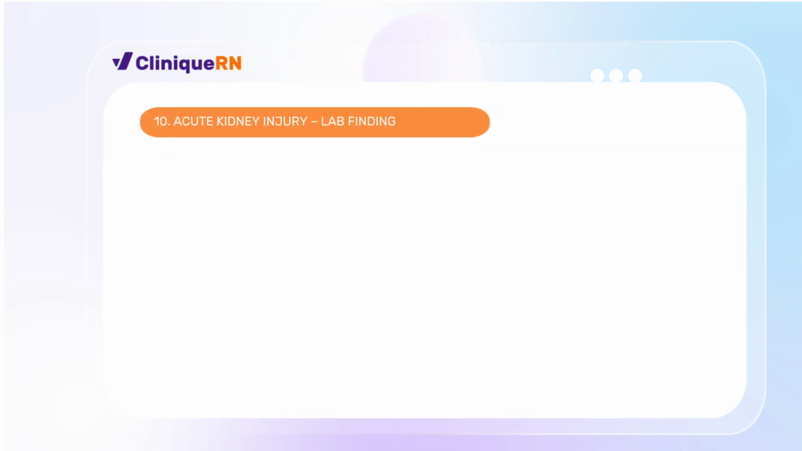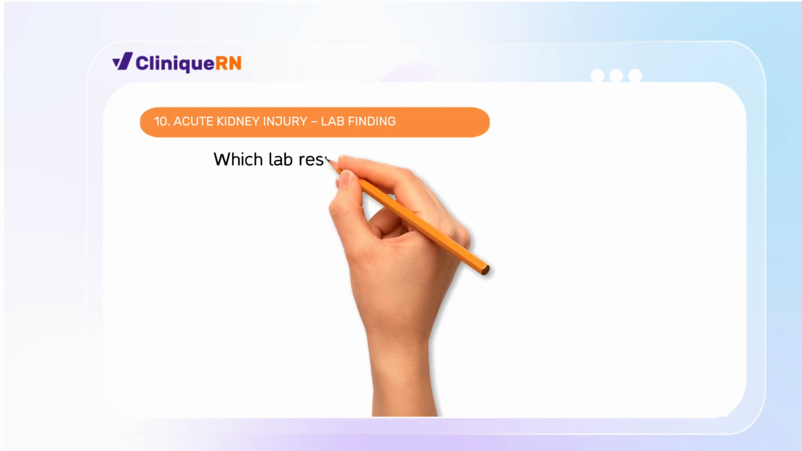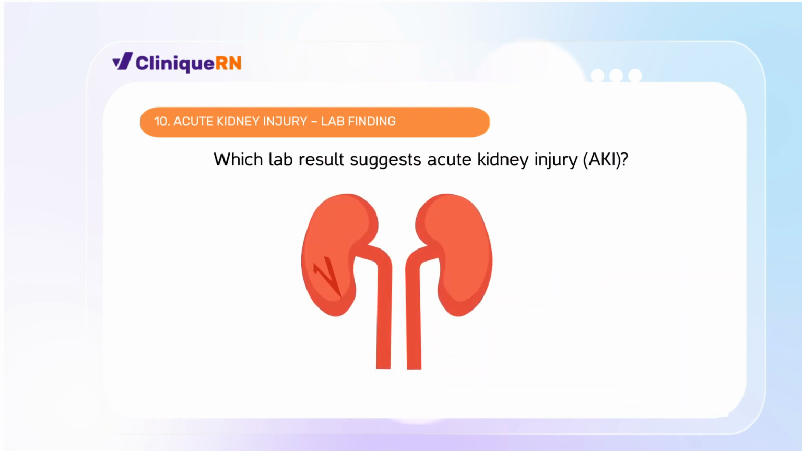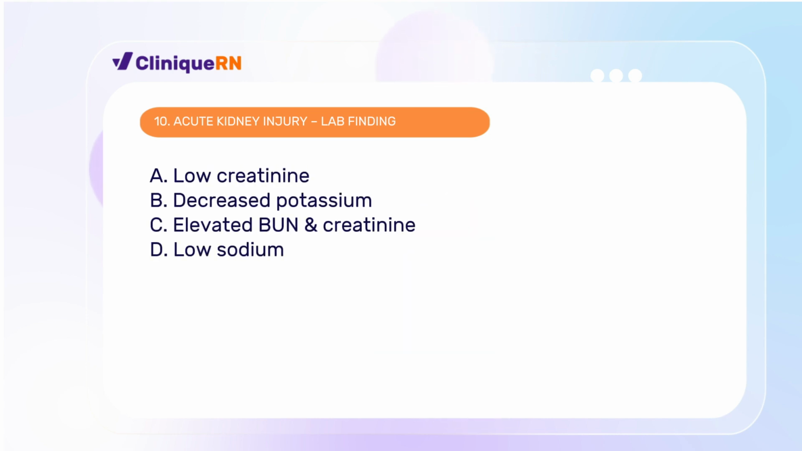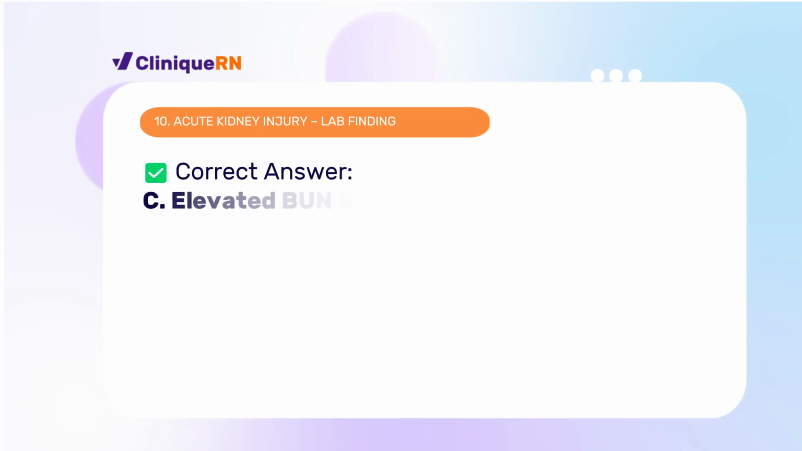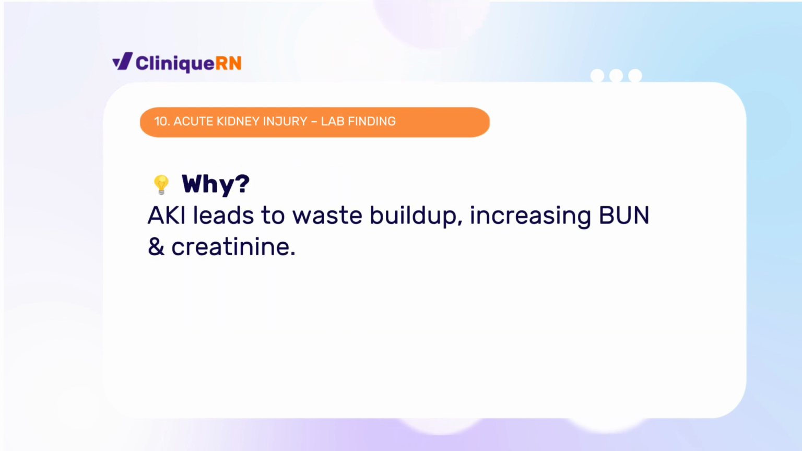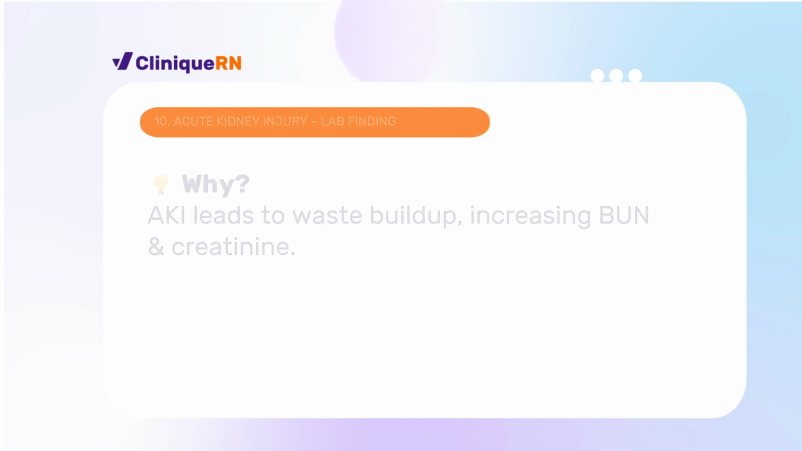10. Acute kidney injury, lab finding. Which lab results suggest acute kidney injury, AKI? A. Low creatinine. B. Decreased potassium. C. Elevated BUN and creatinine. D. Low sodium. Correct answer: C. Elevated BUN and creatinine. Why? AKI leads to waste buildup, increasing BUN and creatinine.